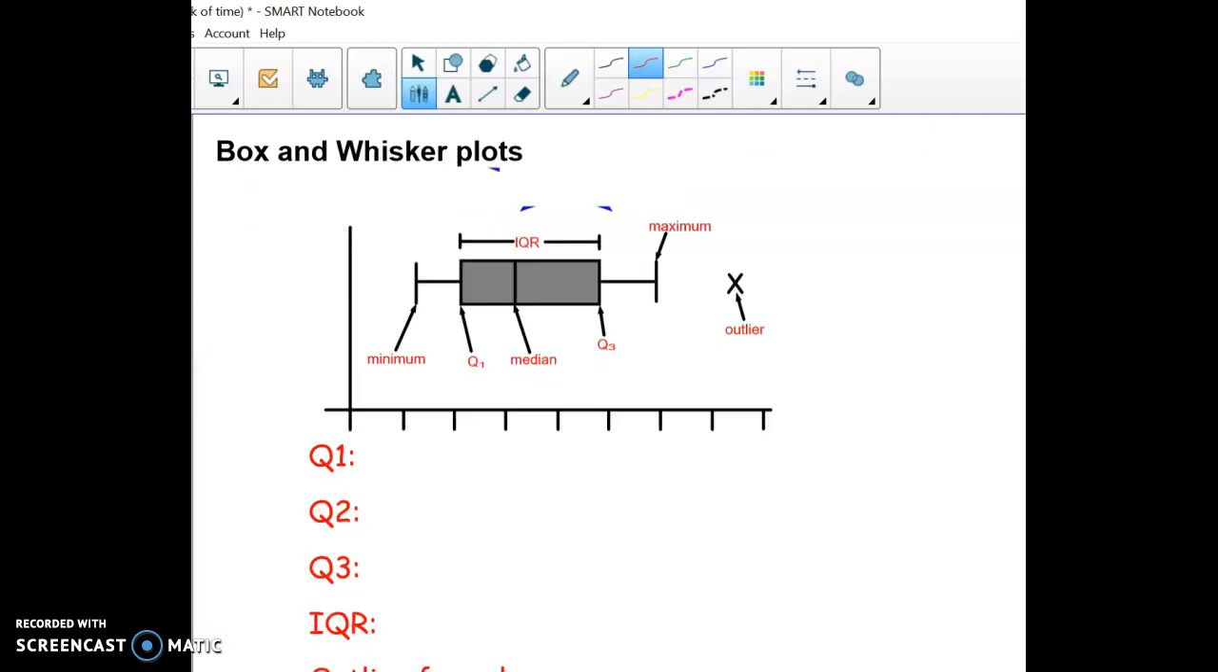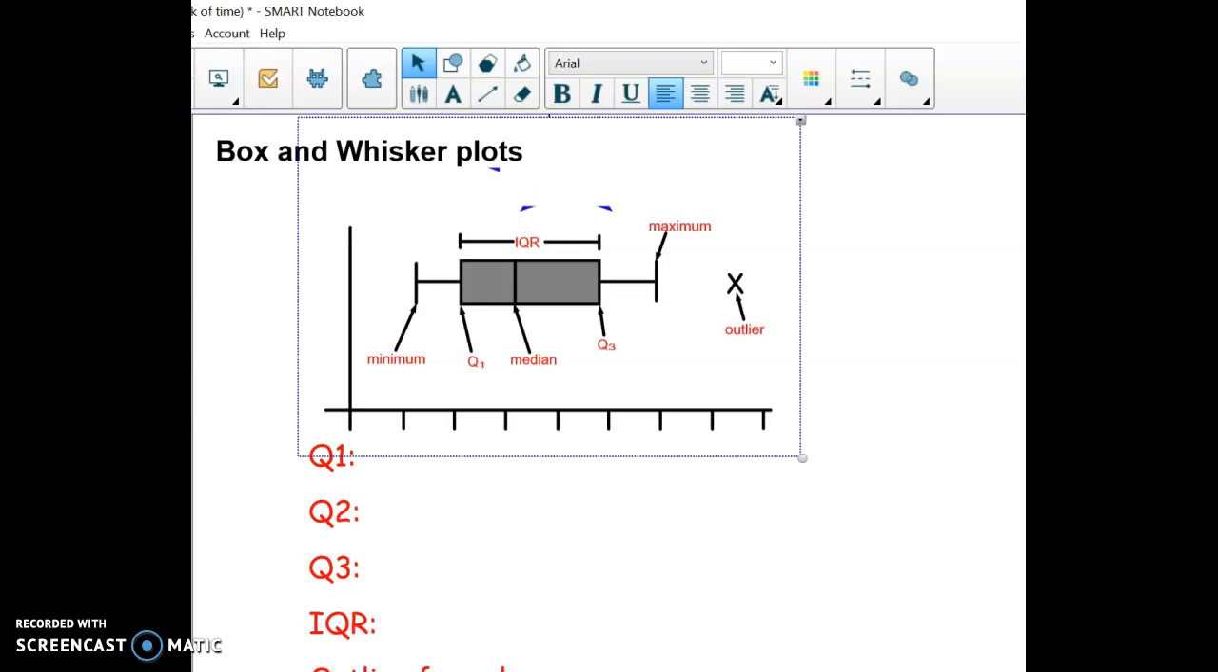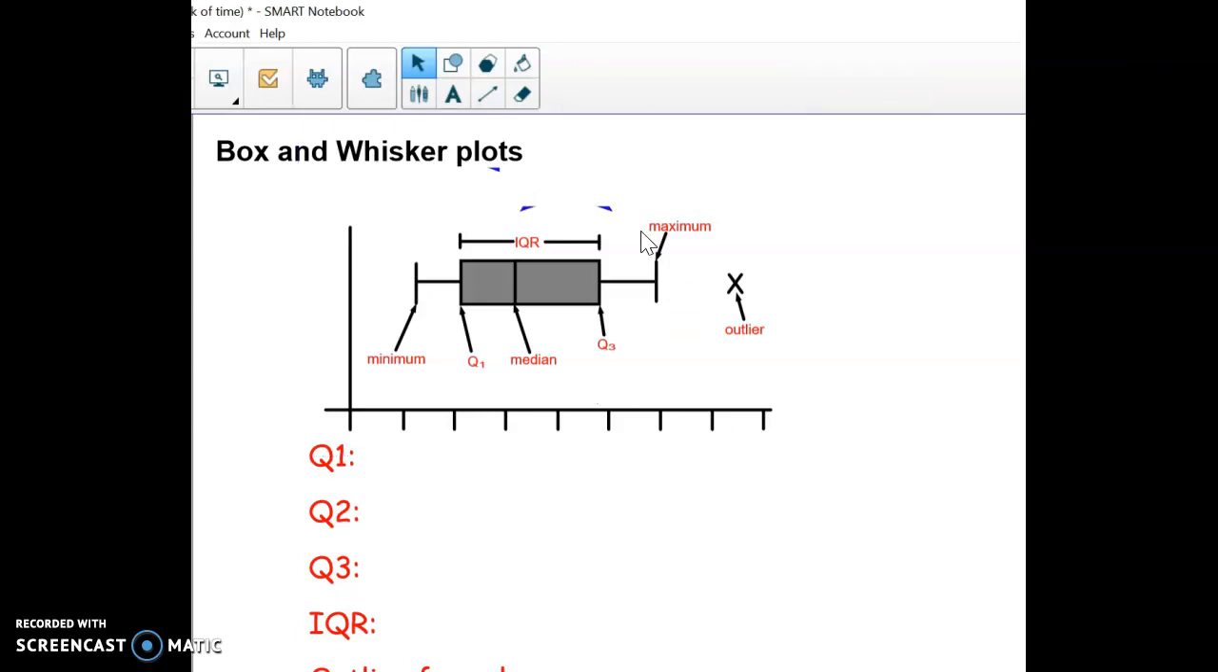Okay, so what a box and whiskers plot does, if you've never seen one, it looks like this. It has these things called quartiles, Q1, Q2, Q3, and it splits the data into quarters. You have this box in the middle and then these two little whiskers on the end. Each little part includes 25% of the numbers. So we have 25% of our data between the minimum and the first quartile.